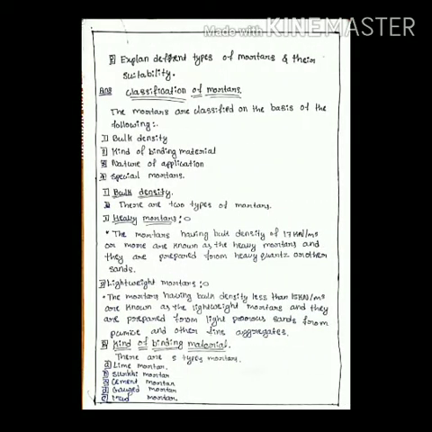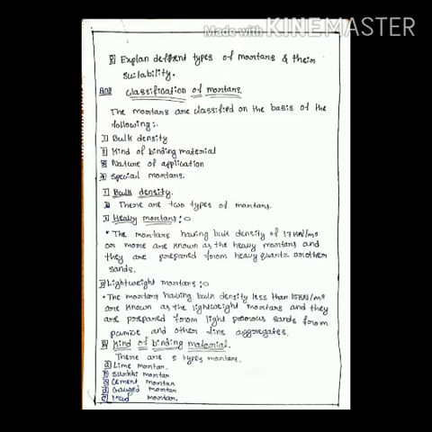Next question, explain the different types of mortar and their suitability, or how the mortars are classified. It may come in the examination for 10 marks. So classification of mortars is done on the basis of 4 important aspects. They are bulk density, kind of binding material used, nature of application and special mortars.